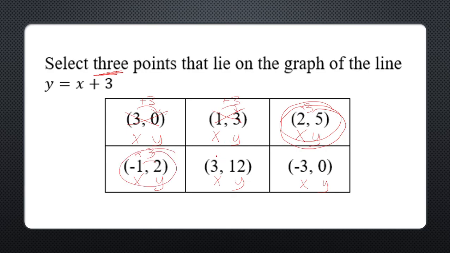If I take 3 and I add 3, 3 plus 3 is not 12. If I take -3 and I add 3 to it, yes, it is 0. So those are the 3 that you would use for that. And that is the end of this section.